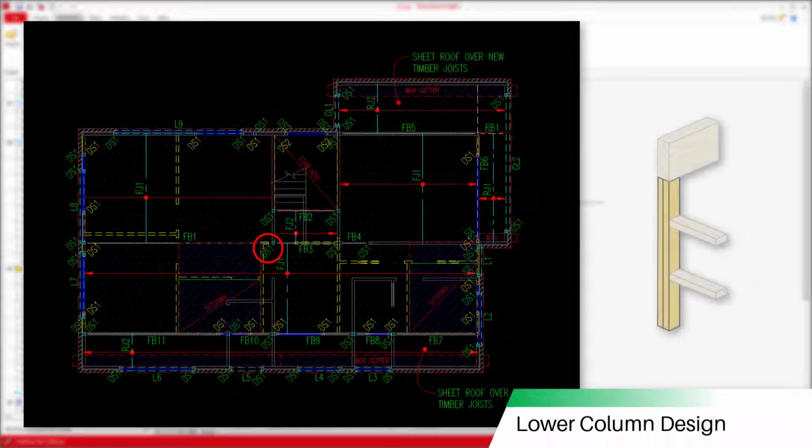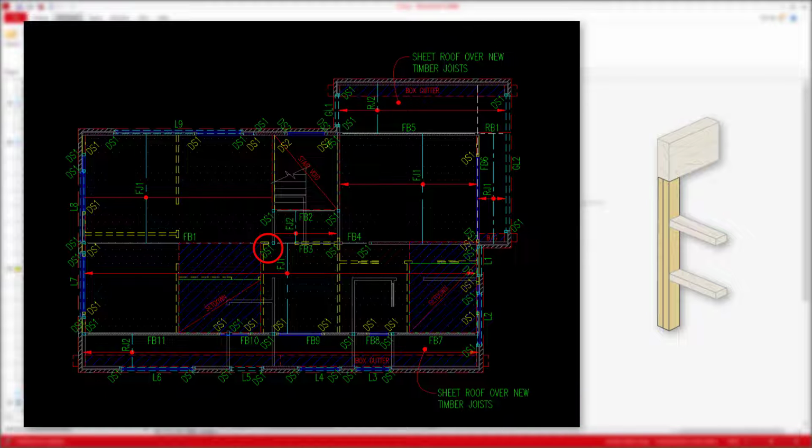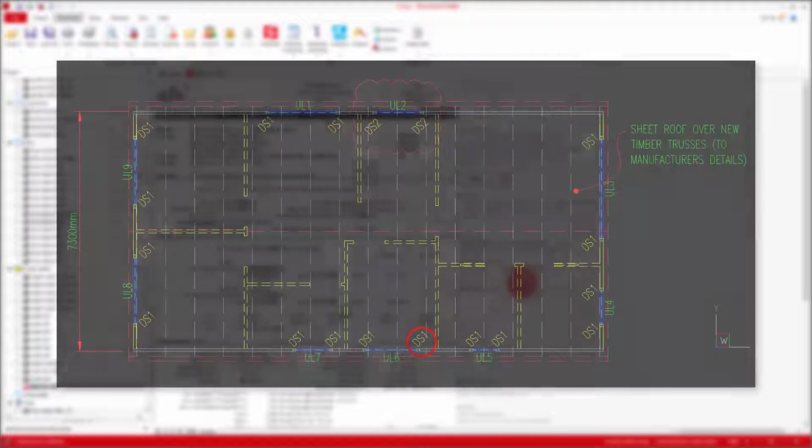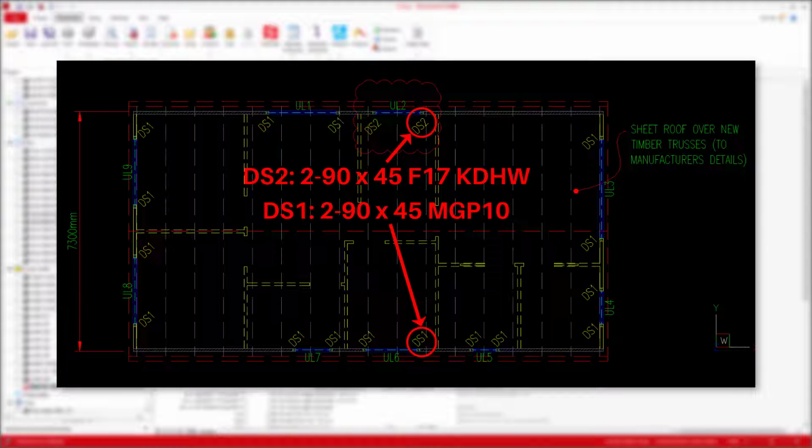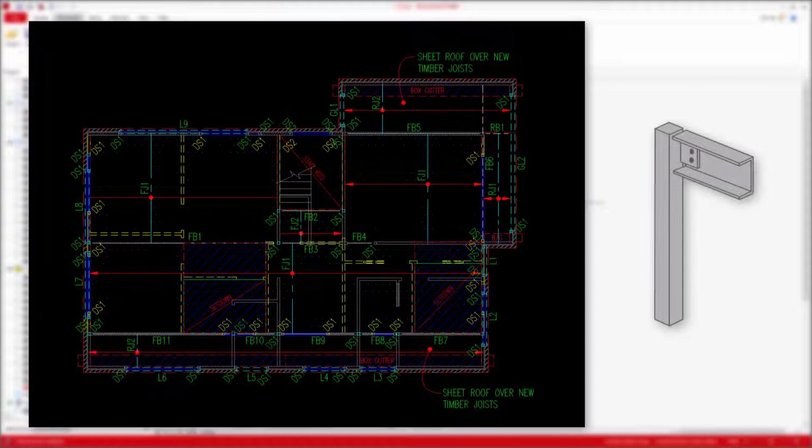Finally, we then have our columns. The process here is much the same as our upper floor, however this time we'll have a few extra column types. In our roof framing video, we spoke about using a DS1, which is a double 90 by 45 MGP10, and a DS2, which is a double 90 by 45 F17. We'll also be looking at using steel columns here to support any steel beams.